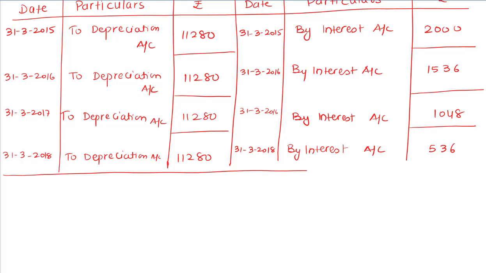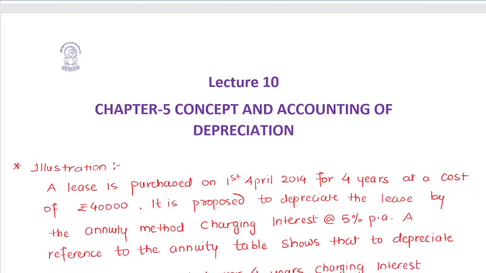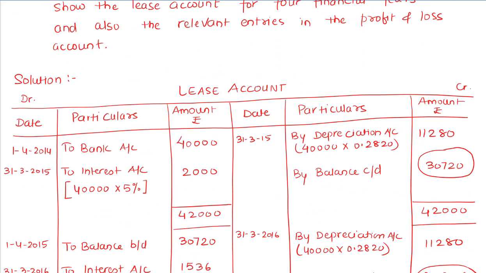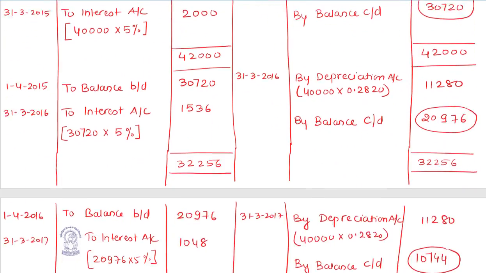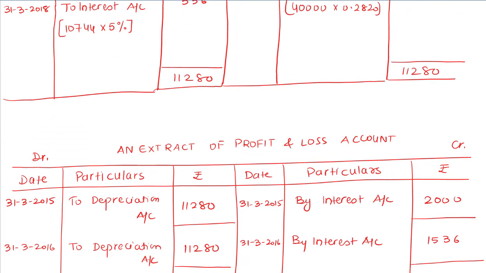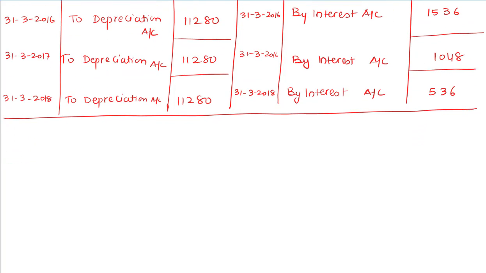Now let us quickly close this account. This account is closed. So we have completed this illustration on the basis of the annuity method. We have done the lease accounting, made the lease account properly, then shifted to the extract of the profit and loss account. Is it clear to all of you? I believe it is clear. Let us continue.